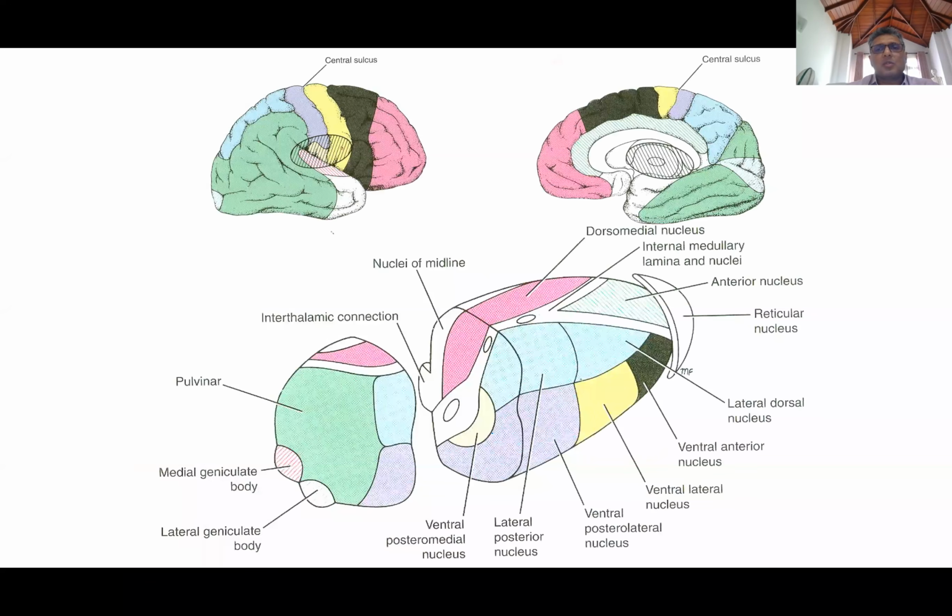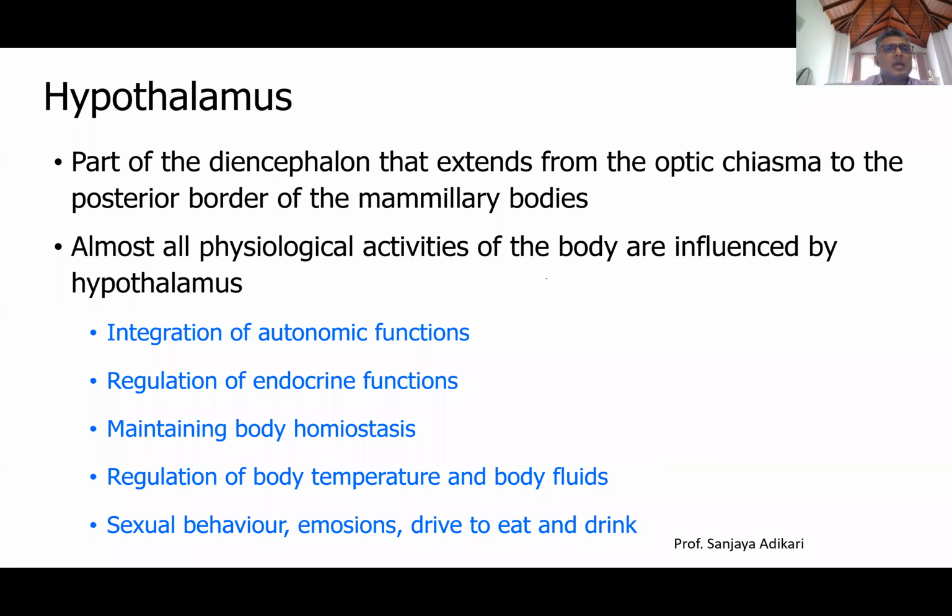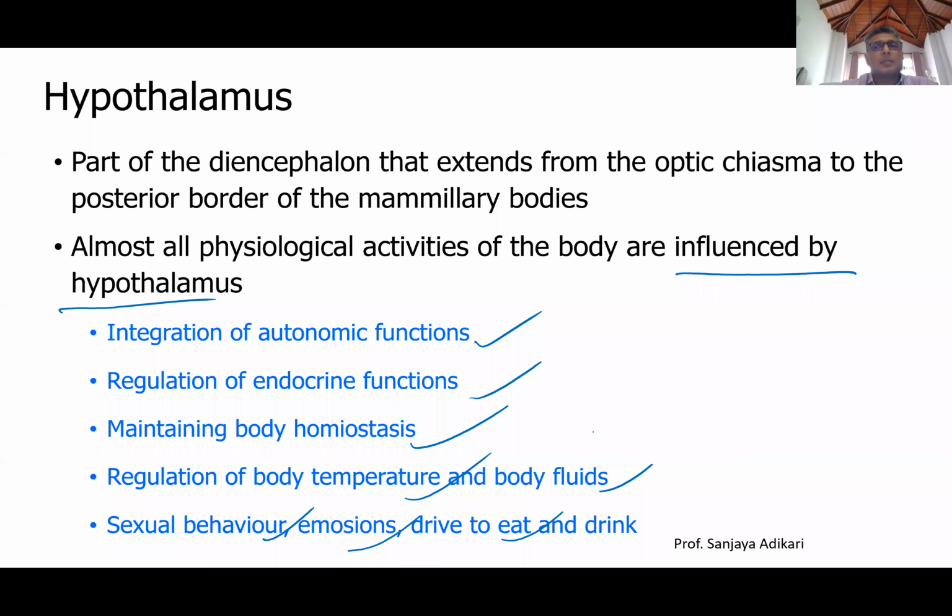So this is another diagram to show that from smell, I think these are all different nuclei, cell stations in the thalamus. In the hypothalamus, the one below the thalamus, almost all physiological activities of the body are influenced by the hypothalamus. So integration of autonomic functions, the sympathetic and parasympathetic functions, regulation of hormonal functions, maintaining body homeostasis, regulation of body temperature and fluids, sexual behavior, emotion, drive to eat and drink, all controlled by the hypothalamus.